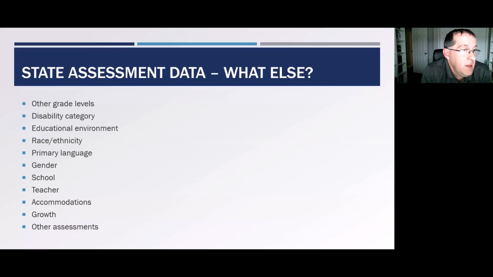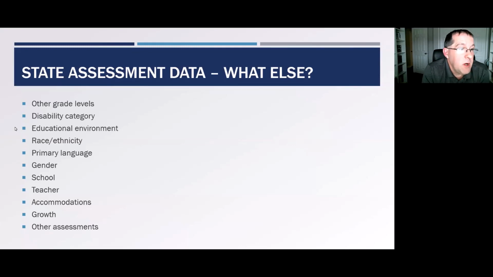So you can look at other grade levels, right? There are tests given at grade levels beyond 4 or 8 in high school. So you could look at third grade. You could look at disability category, right? Are children with disabilities having different results based on what their disability category is? Educational environment. Are the students in class 80% or more of the day in the regular class? Are they doing better or the same as students who are removed?